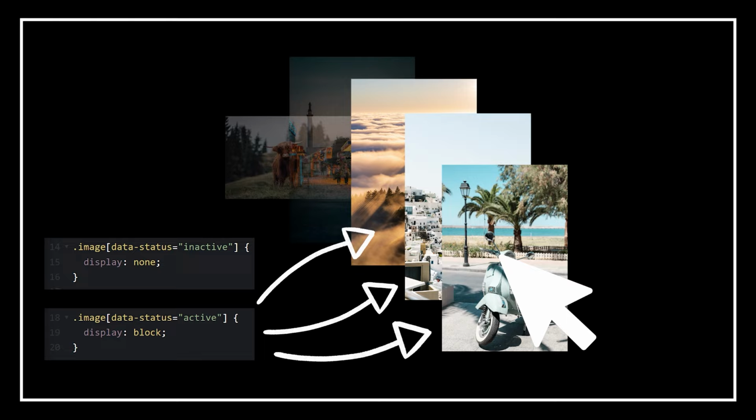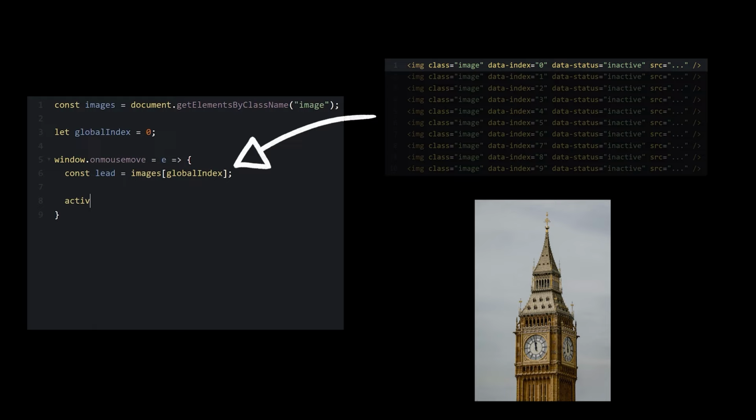Let's start the JavaScript logic by storing our list of images in a constant. Since this effect occurs when we move the mouse, we need to listen to mouse move events. The first image that should appear is the one at index 0 in our list. We'll store this index in a variable and use it to pass the first image into a new function that will make the image appear in the correct spot.